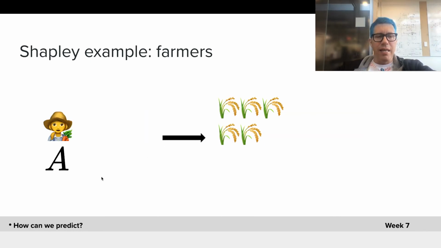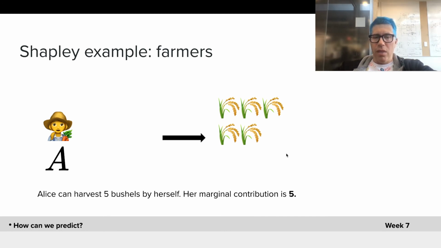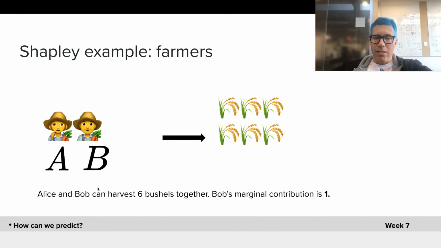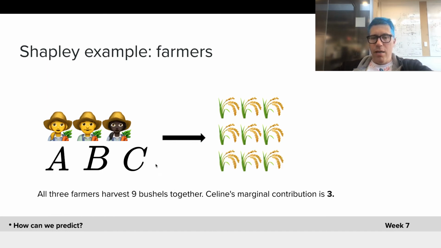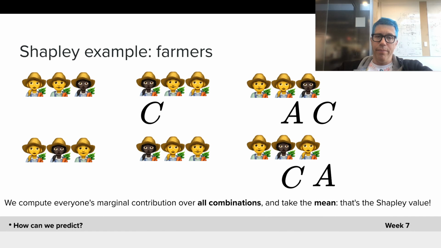So here's an idea. Let's say we have farmer A, which produces 5 bushels. Her marginal contribution is 5. If we go from 0 to only Alice, we get 5. Now we can say we add an extra farmer, Bob. Bob's marginal contribution is 1, and now we have 6 bushels. And then we add Celine. Celine harvests 3 of them, so her marginal contribution is 3. But of course, in this case, we started with Alice. The results could have been different if we had started with Bob, or if we had started with Celine.